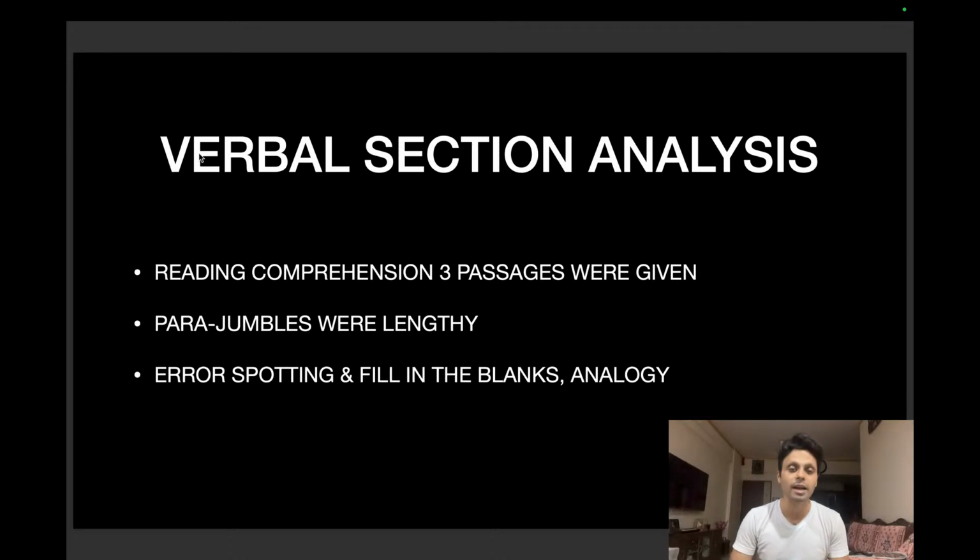So first thing, guys, let's talk about verbal section analysis. In Reading Comprehension, around 3 passages were asked, right? And parajumbles were lengthy. Now guys, of course, out of 36 questions, you got a mixture of questions. So there were 3 RC passages. They were easy. I'll not say they were difficult. At the max, they could be called a moderate one.